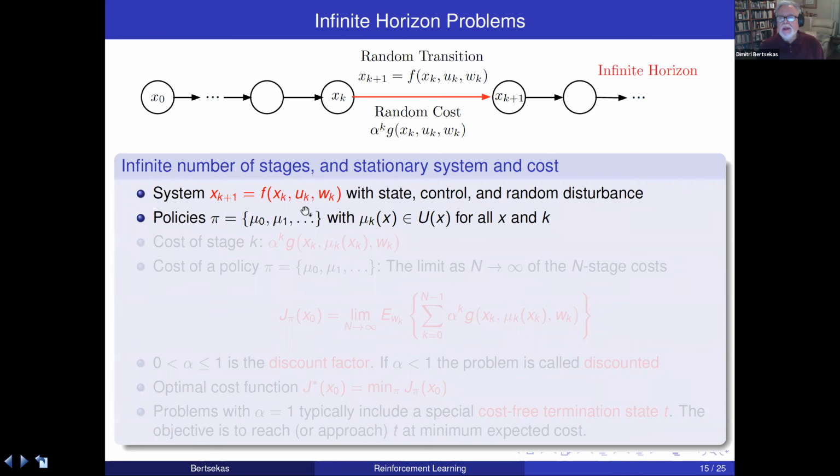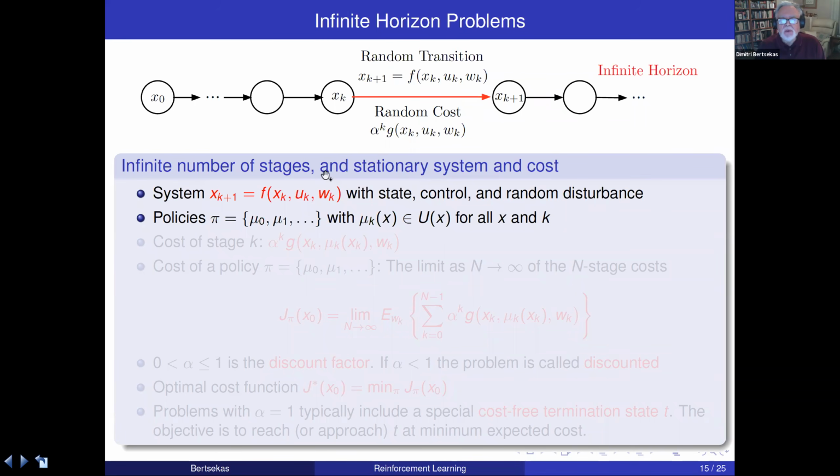So, okay. This is like the finite horizon problem, but there are two differences. One is that the number of stages is infinite. We keep on controlling a system for an infinite number of stages. The second thing is that we don't allow the system function to change from one stage to the next. So the system is stationary, and similarly, the cost is stationary, except that it involves this alpha to the k, where alpha is called the discount factor. Now I'll explain what that means.